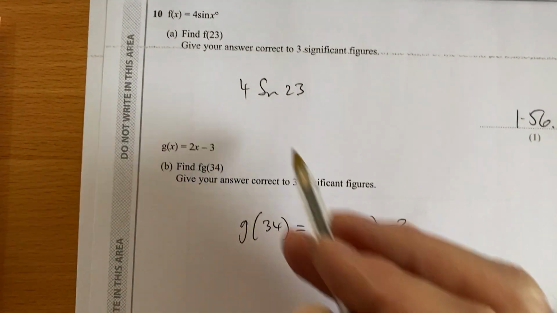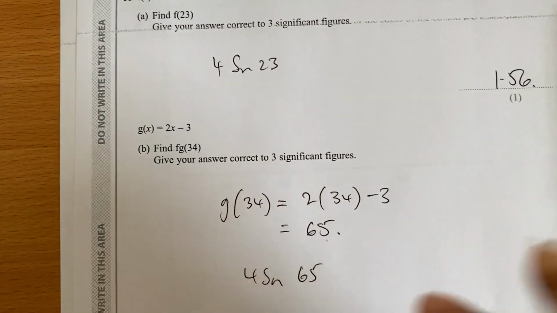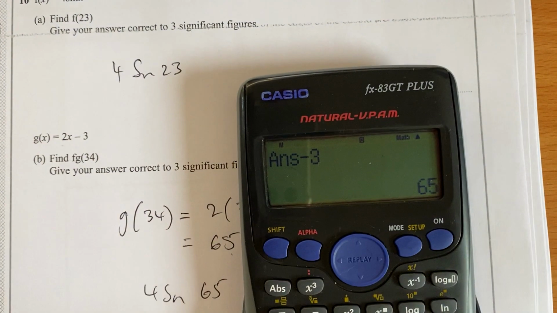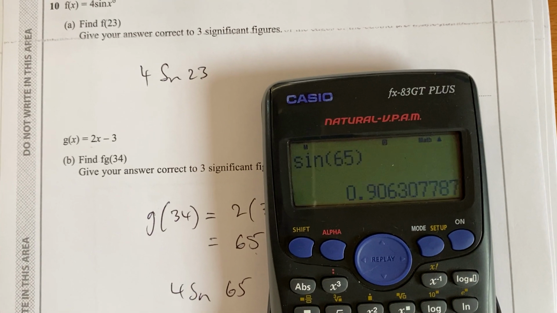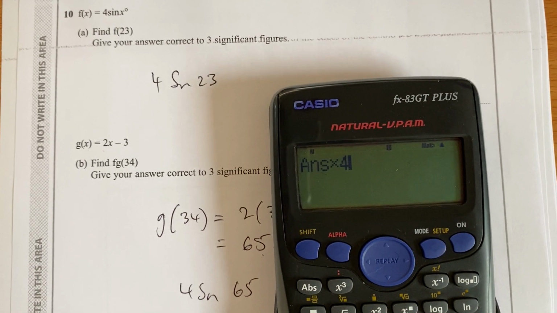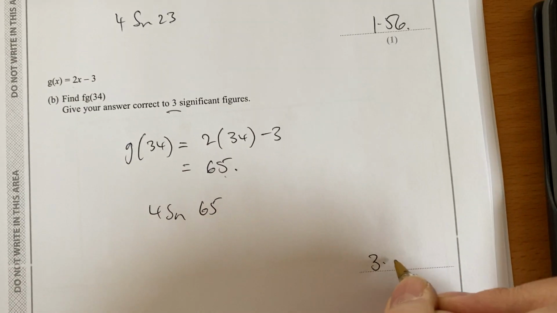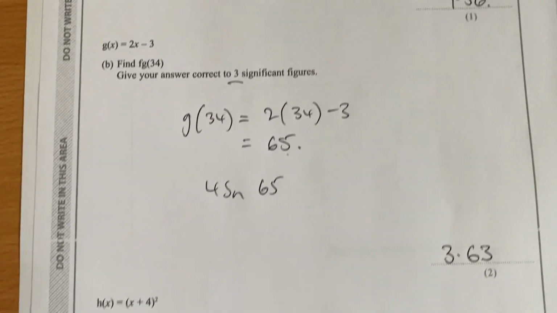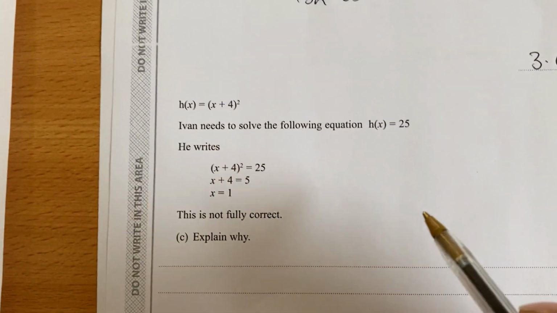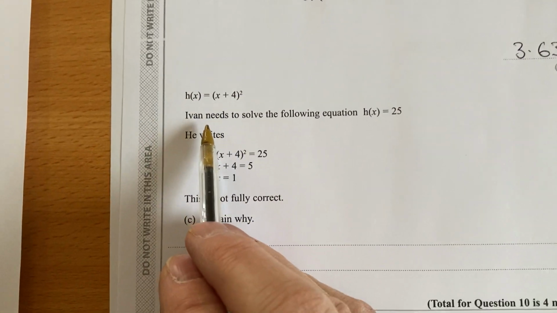Now you've got that, you put that into the 4 sine x. So there you go. I've got it in there, degree mode, sine, 64. I could have said answer, I guess. Press the button there, times it by 4 equals. Whenever you did this, if you get a value and you sine it that's greater than 1, you have made a mistake. Need to go back over it. Okay, h of x is x plus 4 all squared.